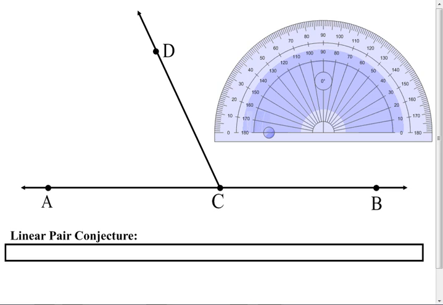There is a linear pair. So let's go ahead and define that.